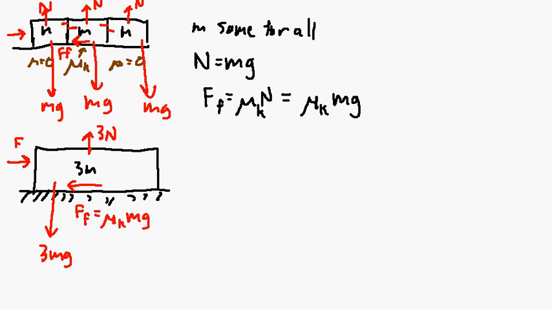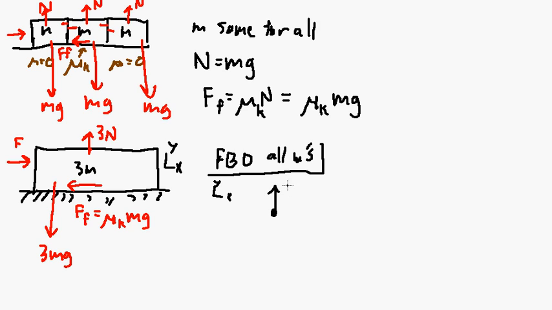and that's it. So what we can do now is the free body diagram for all m's. So this is for all three masses as a lump. I'm going to do my x, y here, and here's our 3n. Here's our applied force F. There's our friction force. And there is our 3mg. Let's sum forces in the x direction.